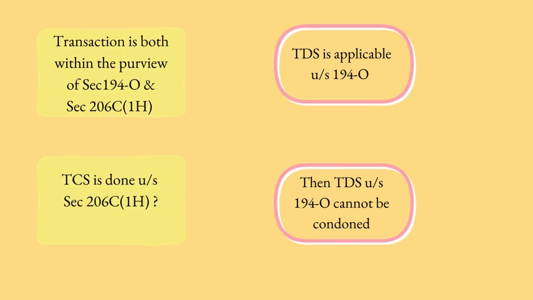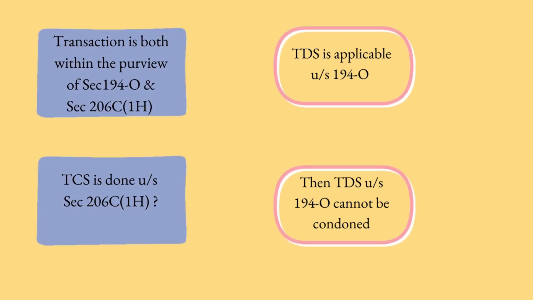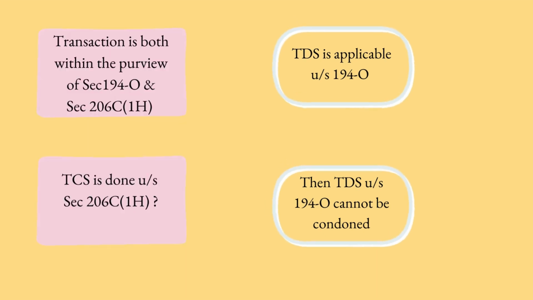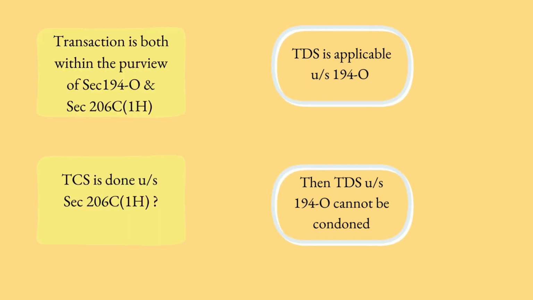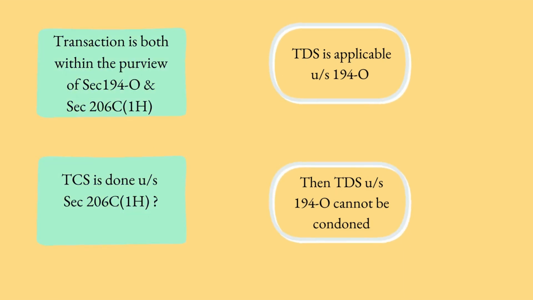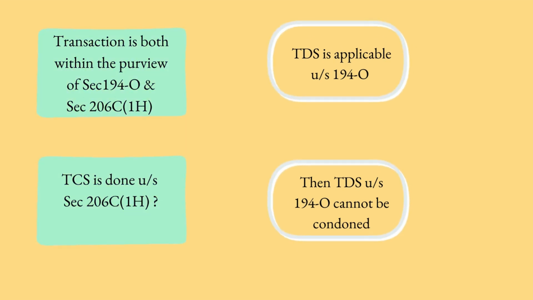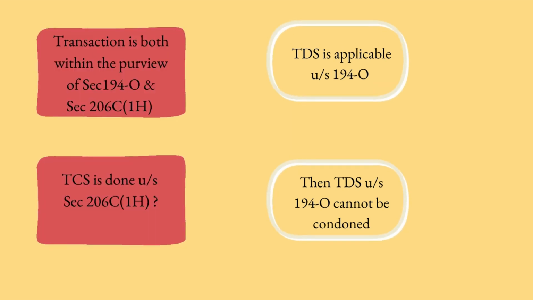Once the e-commerce operator has deducted tax on the transaction, the seller is not required to collect tax again on the same transaction. Here the primary responsibility is on the e-commerce operator to deduct tax under Section 194O, and the responsibility cannot be condoned if the seller has collected tax under Section 206C(1H). The reason being, the rate of TDS under Section 194O is higher than the rate of TCS under Section 206C(1H).